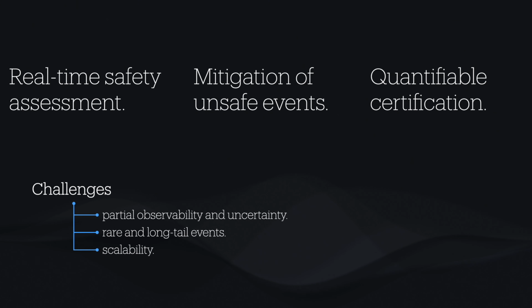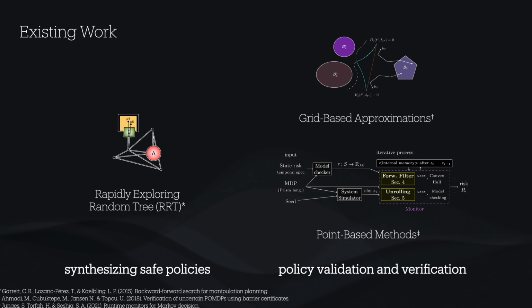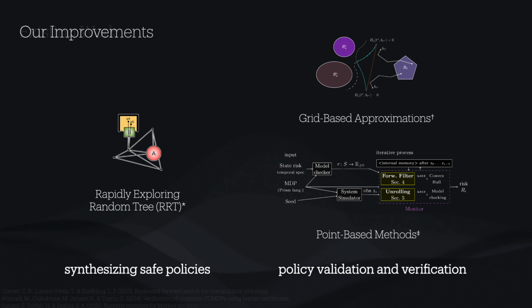And there are challenges to these as well. To name a few, the domains are often partially observable and quite uncertain. There are rare and long-tail events, and scalability is often an issue. Along these lines, there has been existing work, specifically on trying to synthesize policies that are safe directly, or trying to validate and verify methods. But they have their own shortcomings.